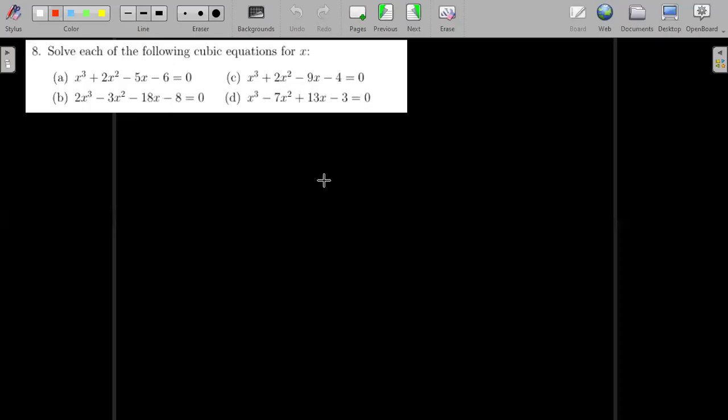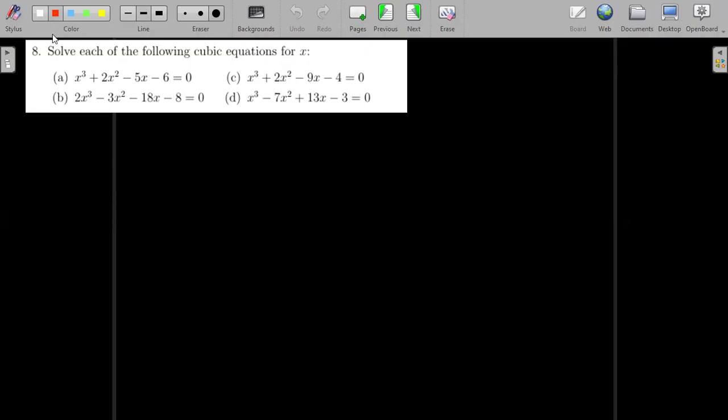In this tutorial, we're going to solve cubic equations, and we have these questions listed down. We won't solve all the questions here. We only tackle two questions, that is A and C, and the rest you can try out.